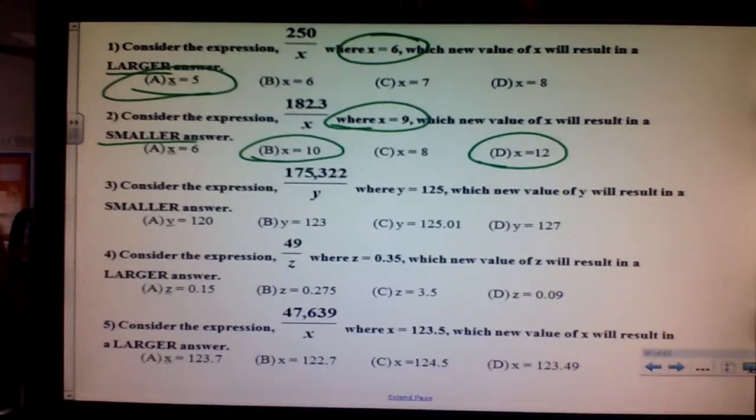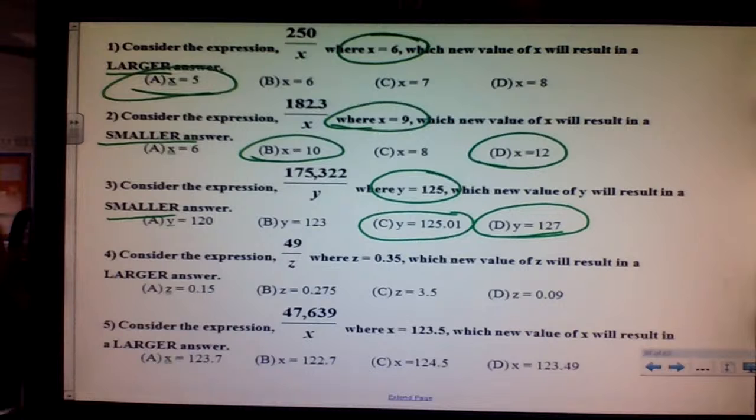Number 3. Right now I'm dividing by 125. I want my answer to go smaller. So 127, and 125.01. It's only bigger by 1/100th, but it's still bigger. What about number 4? I want my answer to go larger. So I need to go smaller. All of them except for C.